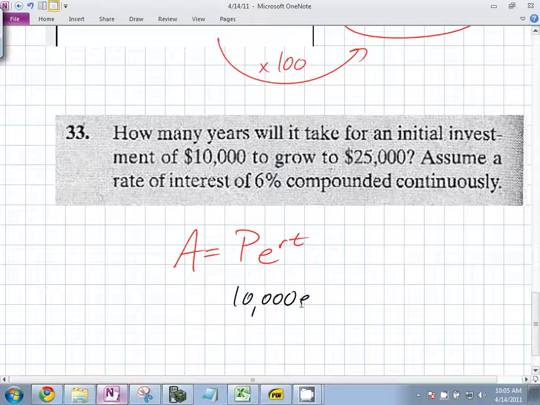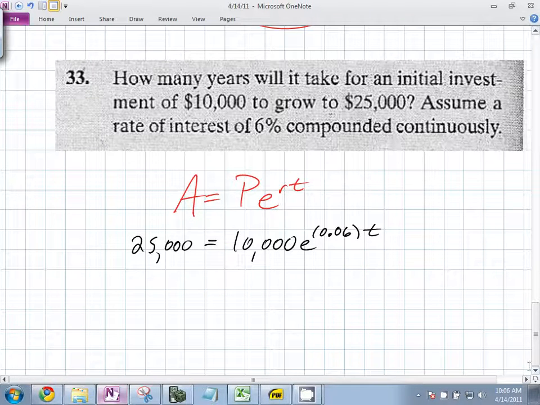What's the interest rate? 0.06. We don't know T, right? And what's that equal? Equals 5. Okay, so what are we solving for? What should we do first?